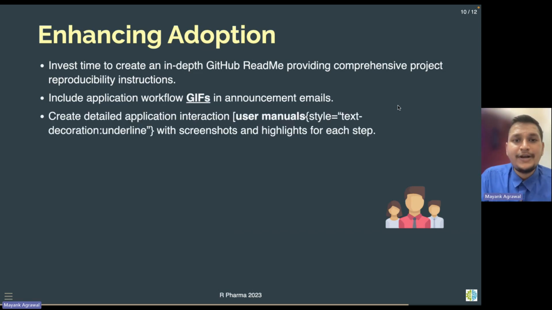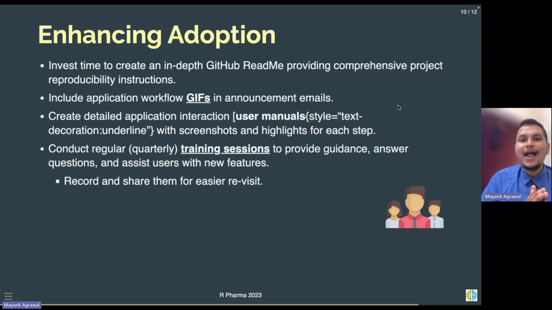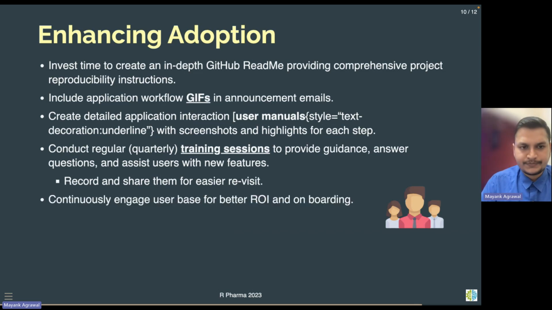We also created detailed application interaction screenshots and highlights for each step, and then recorded them as a manual, which would then be stored in the application as a tab and also in these announcement emails. We would obviously conduct regular quarterly training sessions after every release to provide guidance, answer questions, or assist users with any new feature. These training sessions would be recorded and shared with them for easier revisit, on a private intranet SharePoint folder for everybody to use.